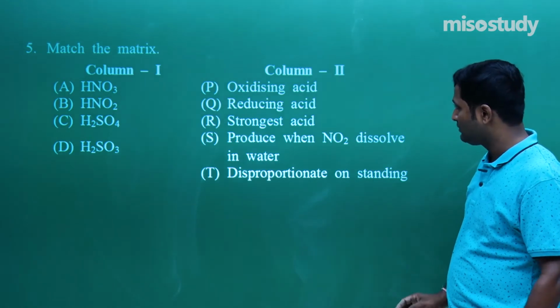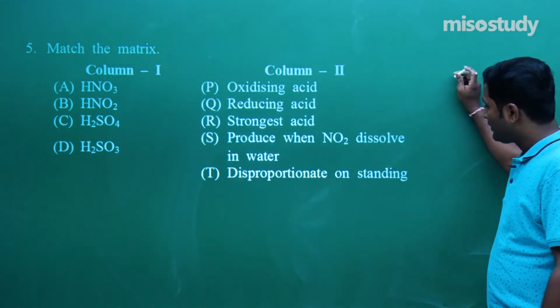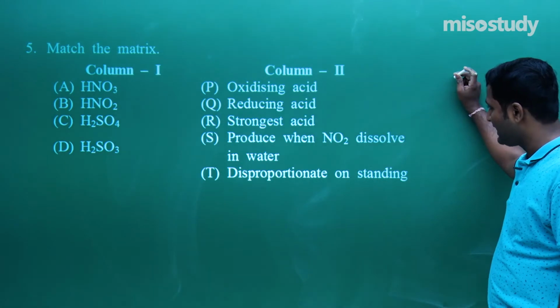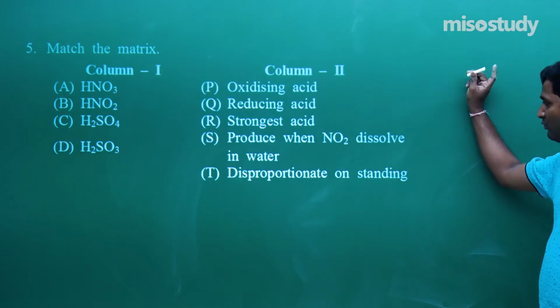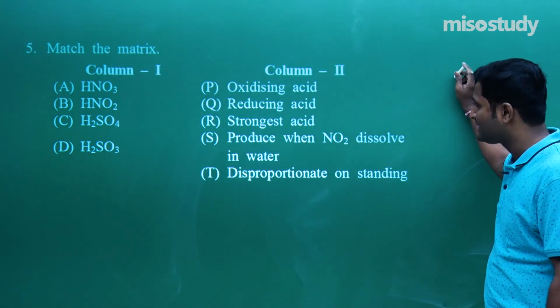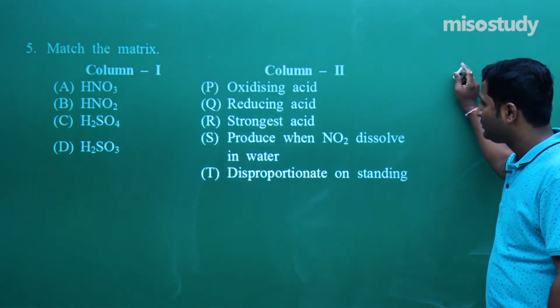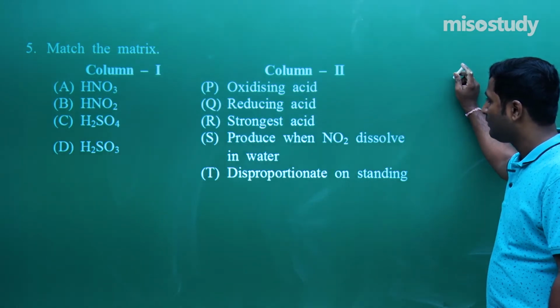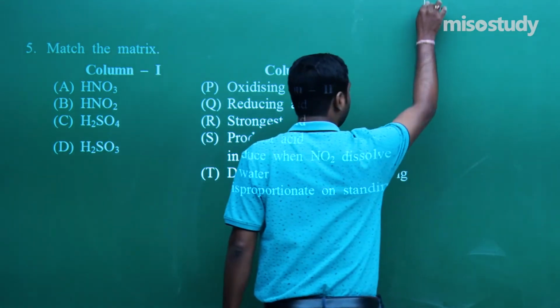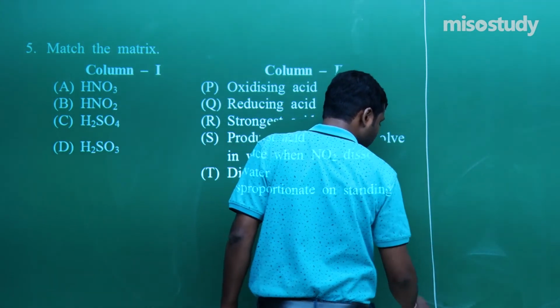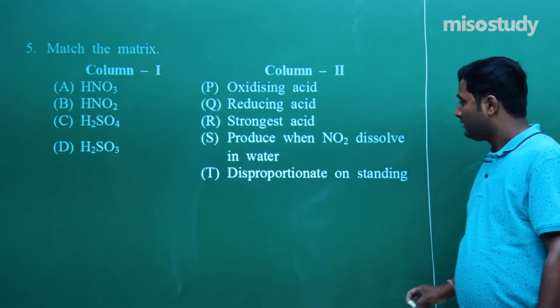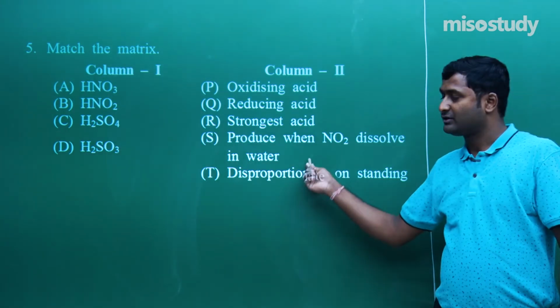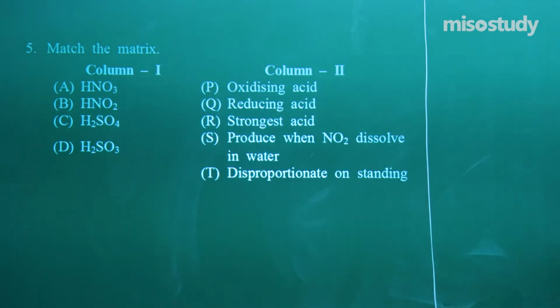This is the matrix matching question. Check it out. Compare oxidizing acid, reducing acid, strongest acid, produced when NO2 dissolves in water, and disproportionates on standing. Clear to you? Now tell me what will happen in this case. It's your turn, friend. You have to think on it. So think on it, watch them and try to solve it. So tell me what will happen in this case.